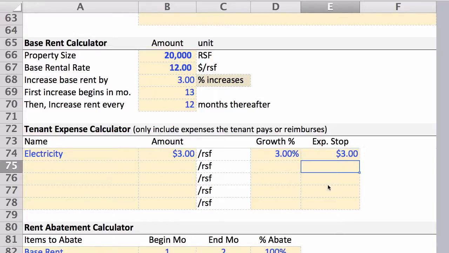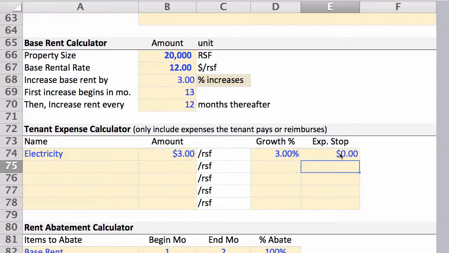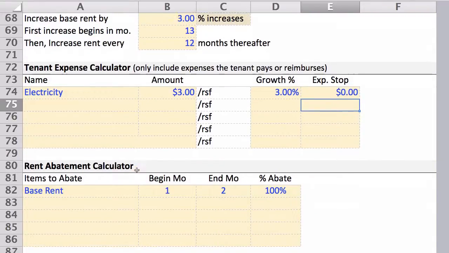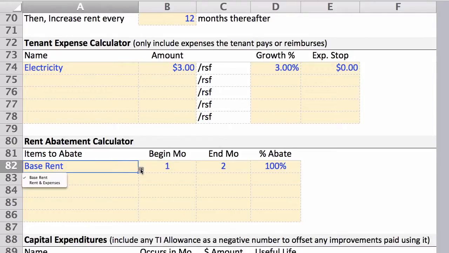So let's say $3 per square foot expenses and expense stop, then the tenant would just pay the increases over and above this $3. But in this instance, this is a direct expense, so there's no expense stop. Moving to the next section, we've got a rent abatement calculator, which we can select abating either the base rent or the rent and expenses.